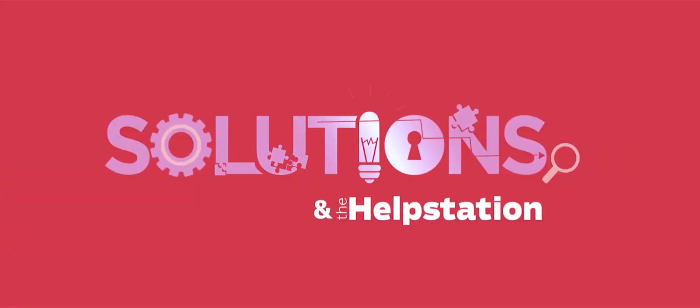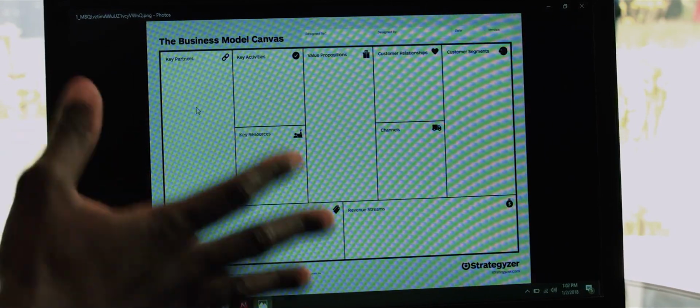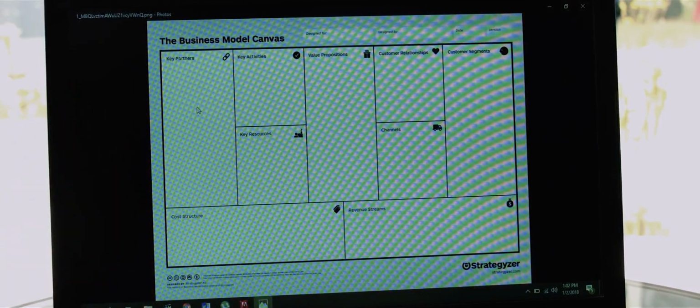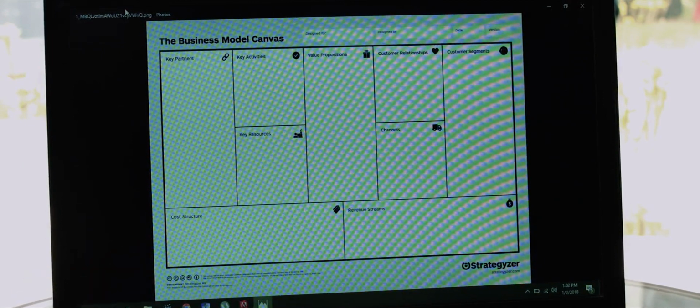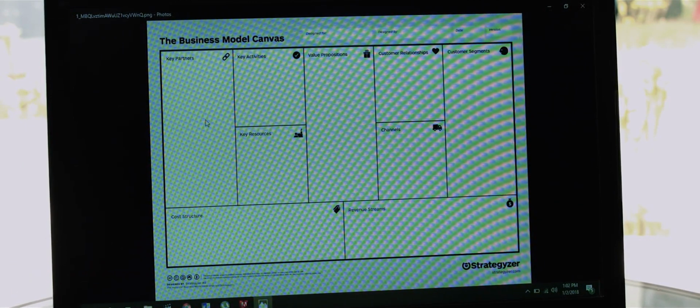Okay, so just take me through this business canvas. Okay, so the business model canvas is what we advise startups and SMEs to have. Great. So as you can see, this is a business model canvas. These are the 9 columns. And the first one is the key partners.